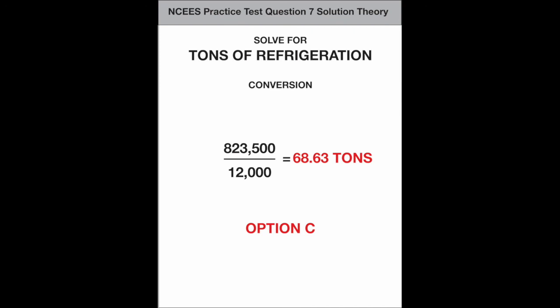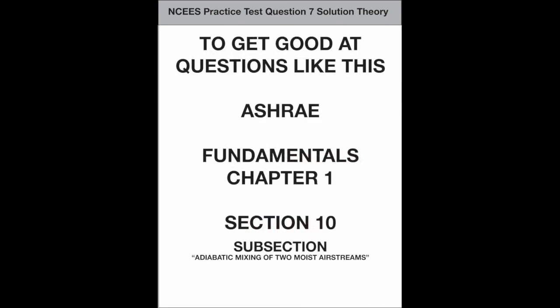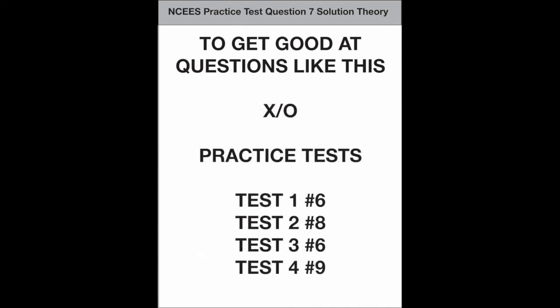Option C. To get good at questions like this, study ASHRAE Fundamentals Chapter 1, Section 10, subsection titled Adiabatic Mixing of Two Moist Airstreams. In the ExOverZero practice tests, do problems Test 1, number 6, Test 2, number 8, Test 3, number 6, Test 4, number 9.